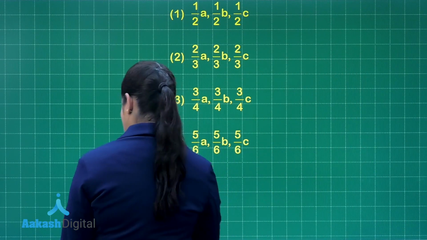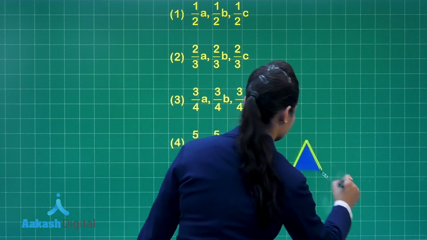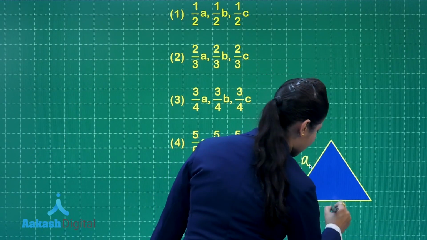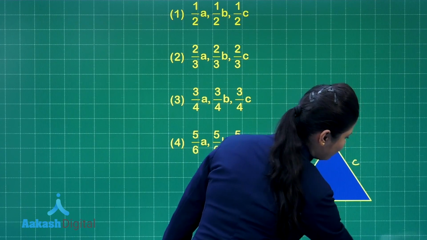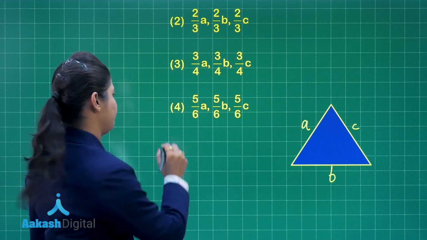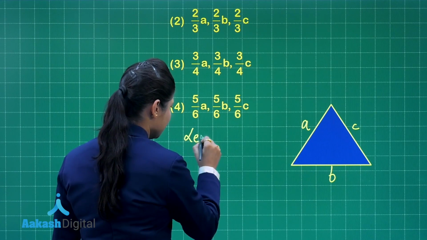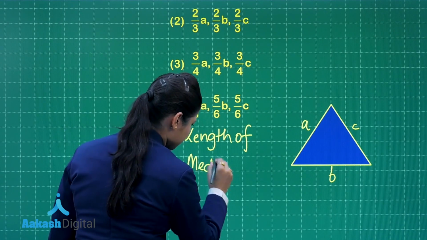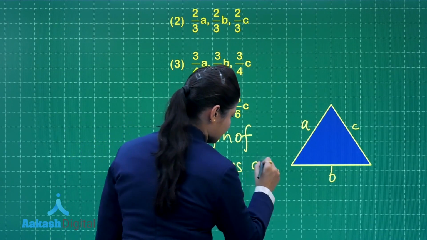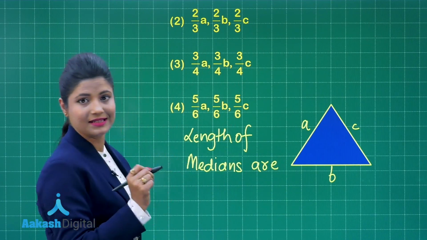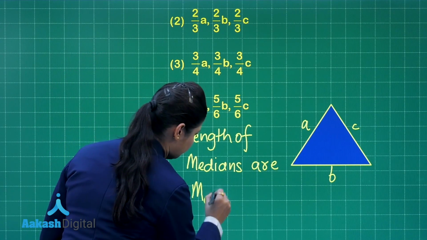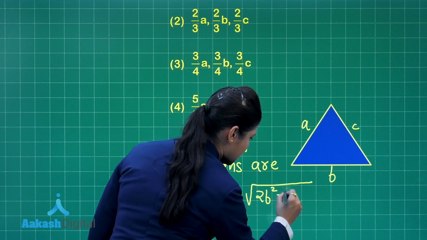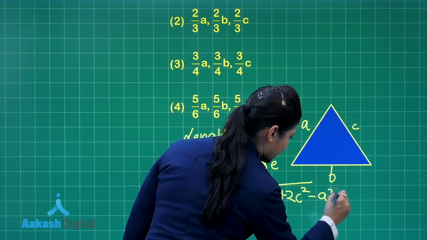If we are talking about a triangle whose sides are a, b and c, so here the sides are measuring a, b and c, then what will be the length of the median in this case? The length of the medians, according to the sides, is that the median on a will be half of the square root of 2b square plus 2c square minus a square.